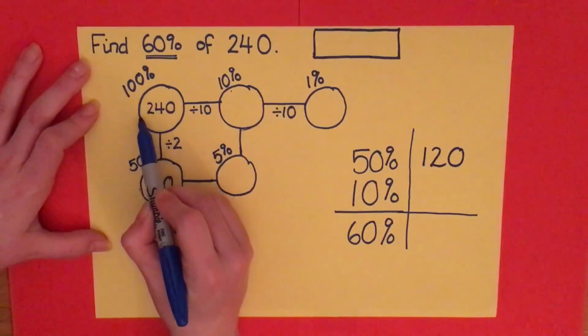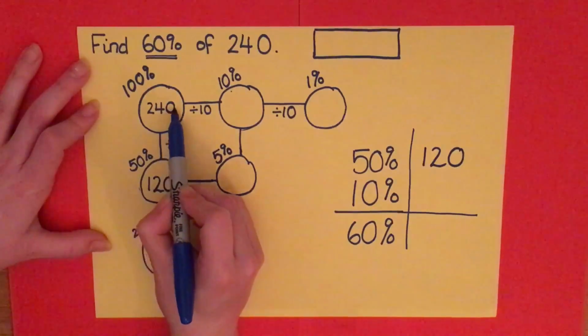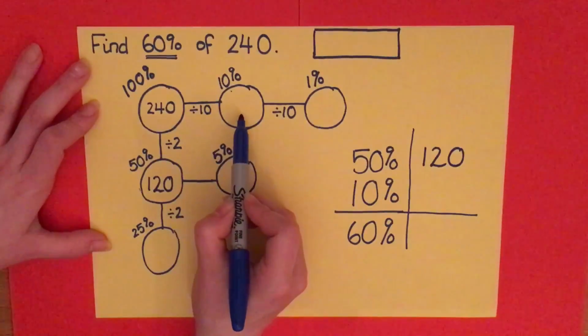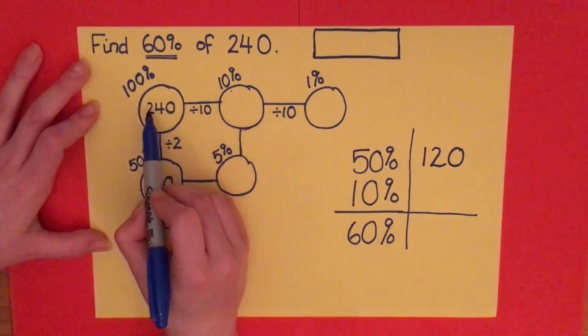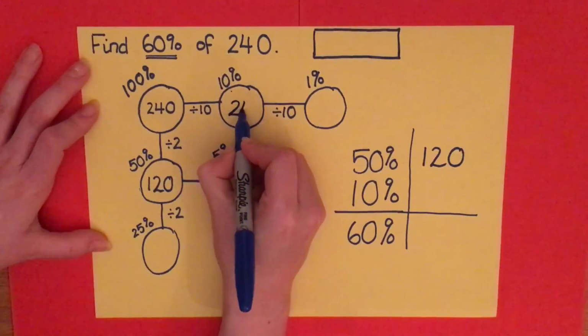So again, I start at my 100%, that's 240. I know if I move this way, I divide by 10. And to divide by 10, my digits move one column to the right. So it's going to be 24.